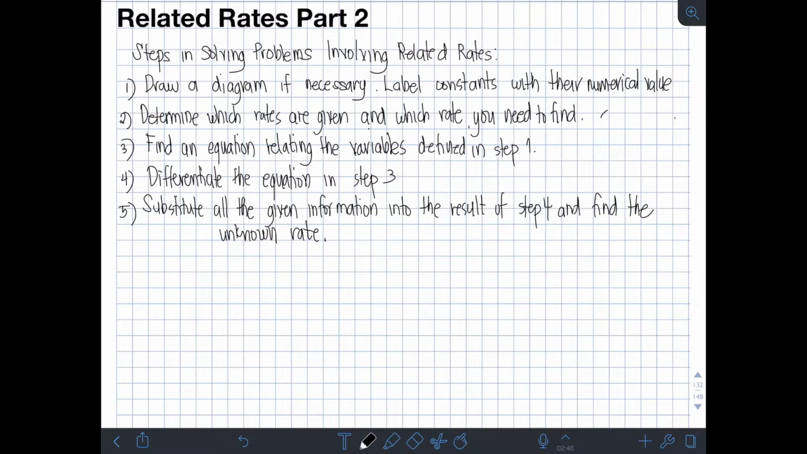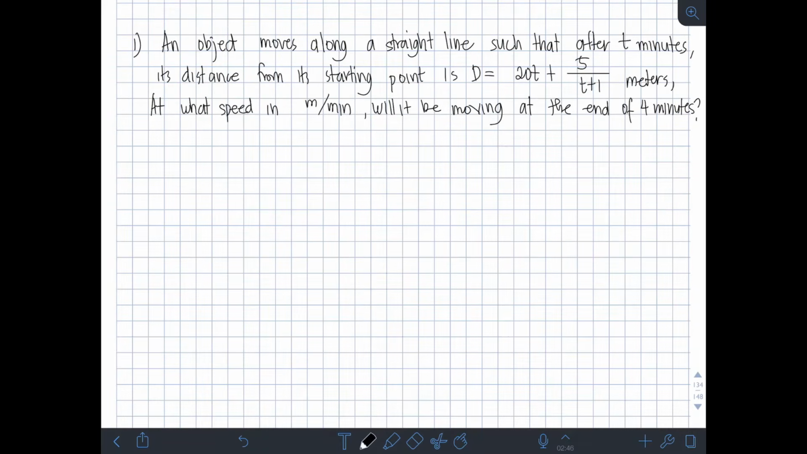Okay? So, tulad dun sa una kong video about related rates, ito rin yung mga steps in solving problems involving related rates. So, 1. Draw a diagram if necessary. Label constants with their numerical value. 2. Determine which rates are given and which rate you need to find. 3. Find an equation relating the variables defined in step 1. 4. Differentiate the equation in step 3. And 5. Substitute all the given information into the result of step 4 and find the unknown rate. Okay, so ito yung mga susundin nating steps para makapag-solve tayo ng related rates problem. Okay? So let's start with problem number 1.